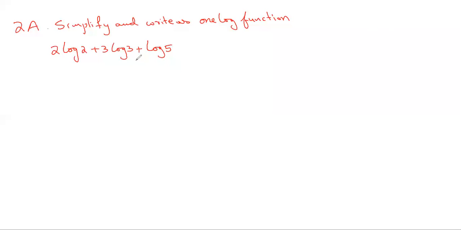Here they've given this expression, 2 log 2 plus 3 log 3 plus log 5, and we need to write this as a single log function. For that, you need to use the formulas that we already learned. I'll just give the formulas that are useful for us in this. The first, log a power m equal to m log a. That's the formula that we are going to use first.